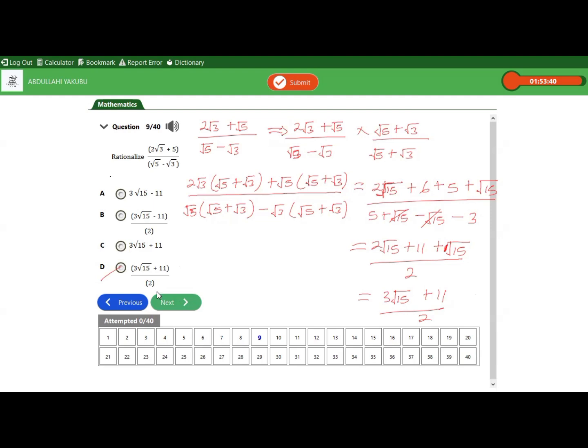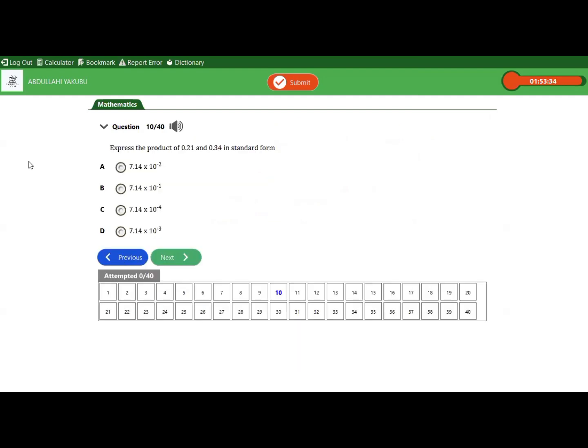So the next question here is this. Question 10, you have to express 0.21 and 0.34 in standard form. This one should be a bonus. 0.21 multiplied by 0.34 in standard form. So I can rewrite this one to be 21 times 10 raised to power minus 2, I shifted this 2. Then multiply by 34, multiply by 10 raised to power minus 2 as well.